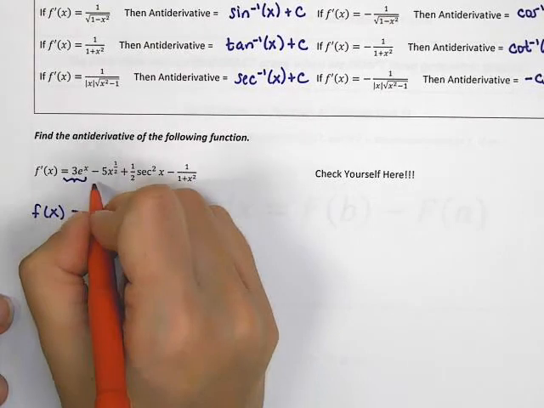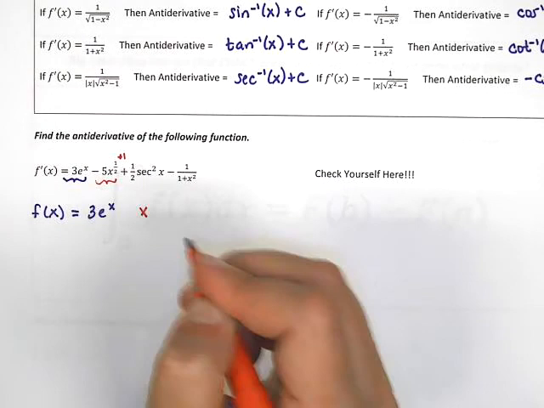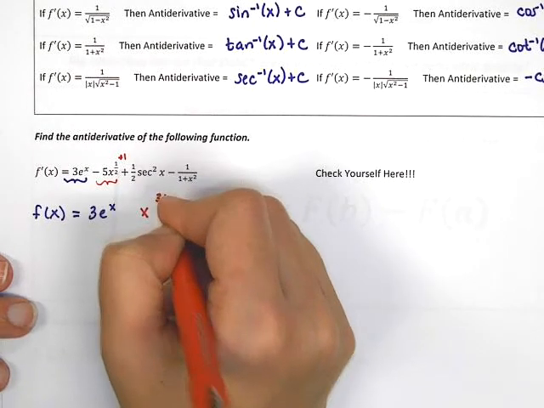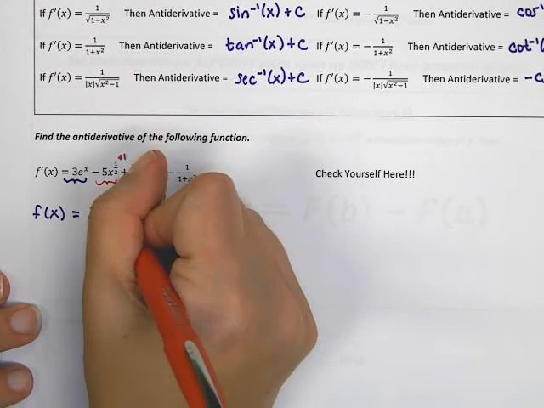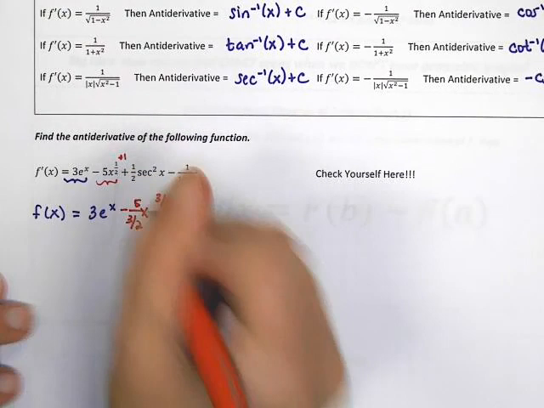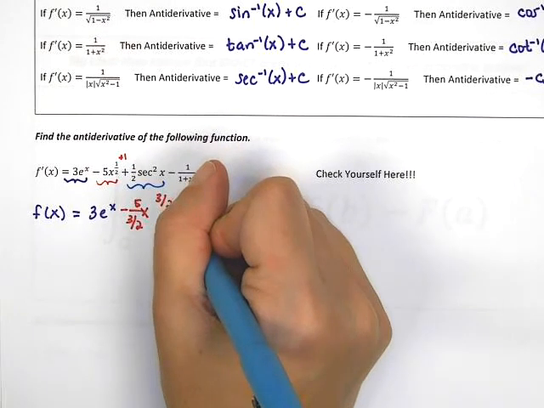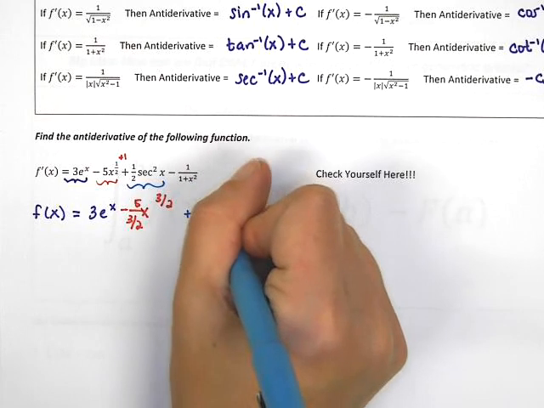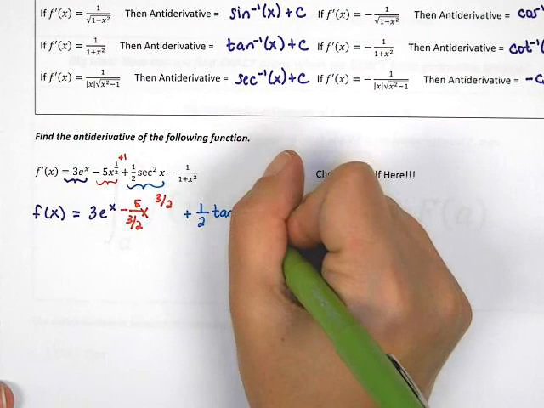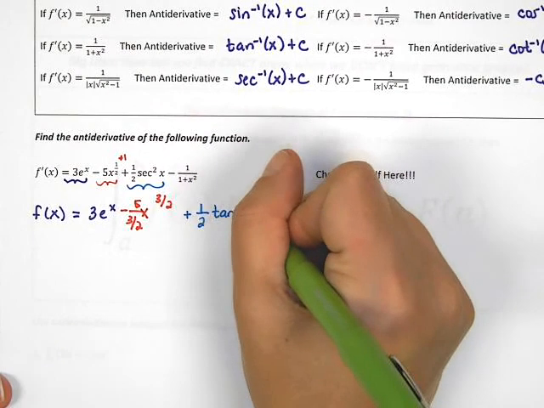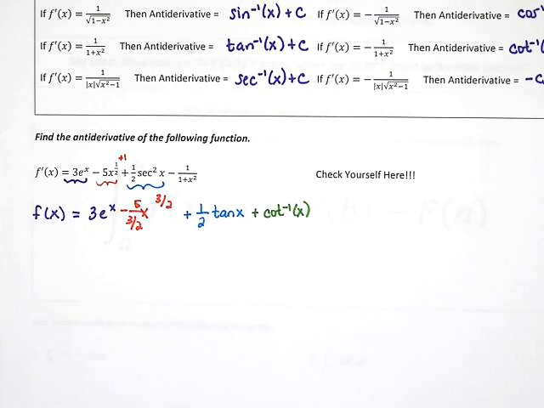The antiderivative of 5x to the 1/2, I would take my power, add 1, so 1/2 plus 1 would be 3/2, and then I would divide by 3/2. So I would have 5 divided by 3/2. The antiderivative of 1/2 secant squared of x would have been 1/2 tangent of x. And the antiderivative of negative 1 over 1 plus x squared would have been plus inverse cotangent of x. And at the end of that whole thing, I would put a plus c.